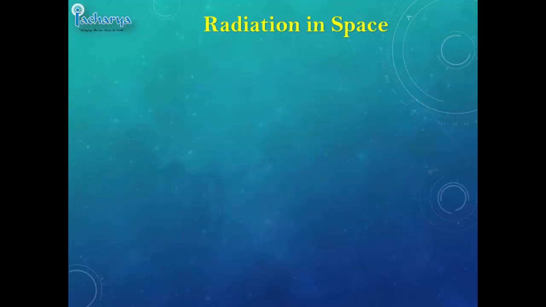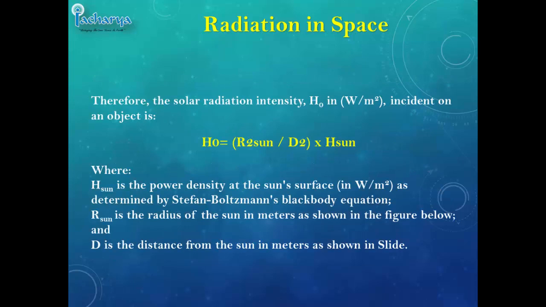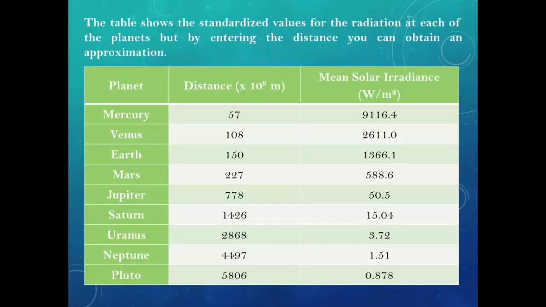Therefore, the solar radiation intensity H naught in watts per meter square incident on an object is H naught equal to r square sun upon d square into H sun, where H sun is power density at the sun's surface in watts per meter square as determined by Stefan-Boltzmann's blackbody equation. r sun is the radius of the sun in meters and d is the distance from the sun in meters. The table shows the standardized values for the radiation at each of the planets.